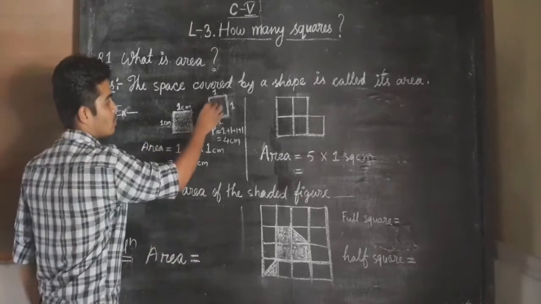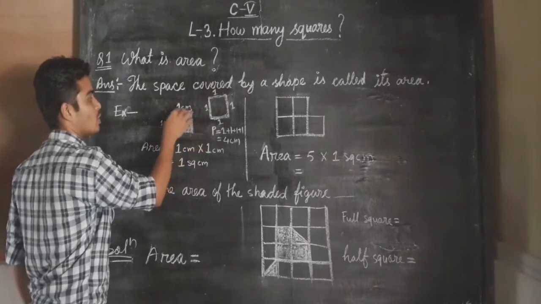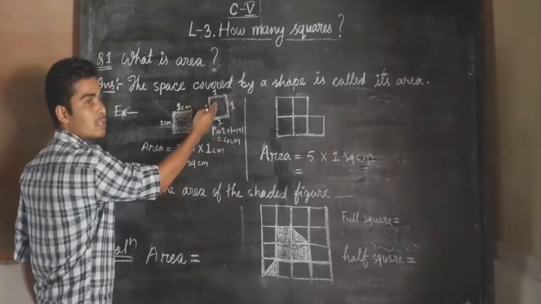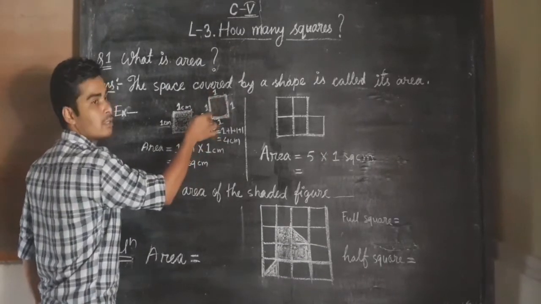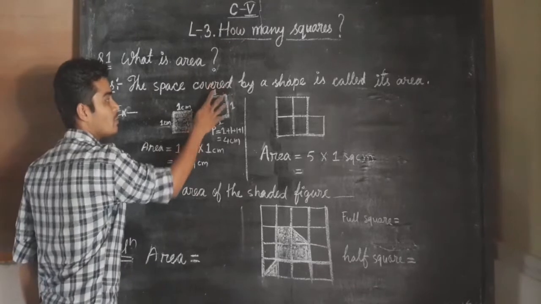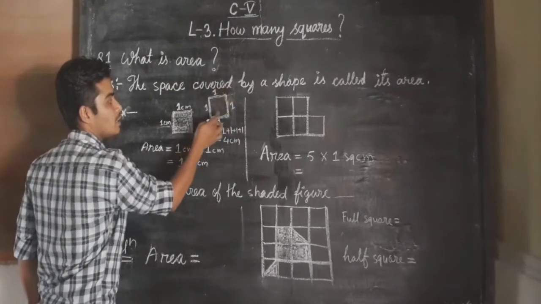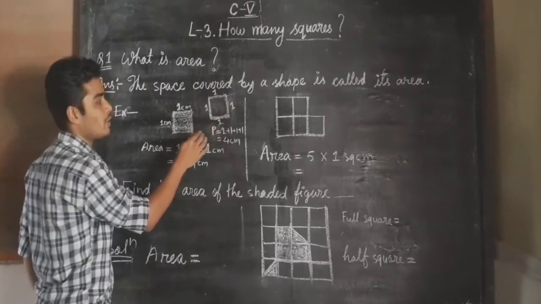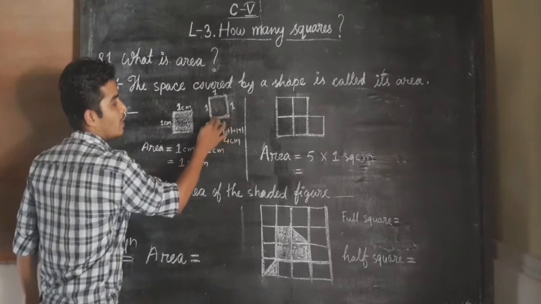You can see this small square I have drawn here. If I have to find the perimeter of this small square, then I have to add all the sides to get the total length of this figure. I need the boundary length. See, this is its boundary. The inside part we do not need for finding perimeter. We need only the boundary length.